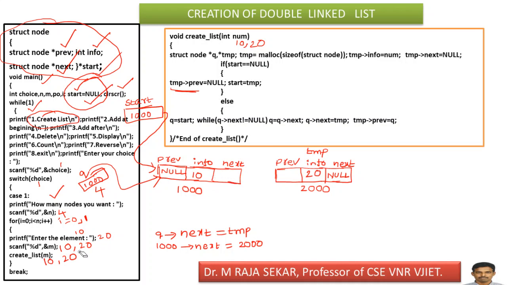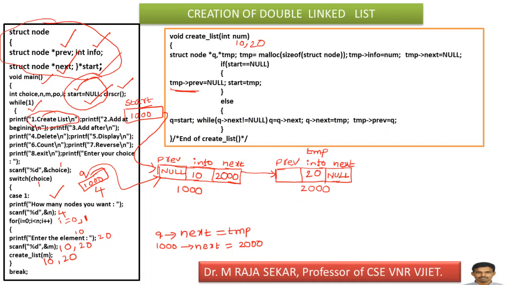Isn't it? Now let me choose pen. Where is my pen? Yes. What is this? 1000 next equal to 2000 means here I must write 2000. What happens? It will point to this particular node. Isn't it? Q next equal to Q arrow next equal to TMP arrow PREV equal to Q.